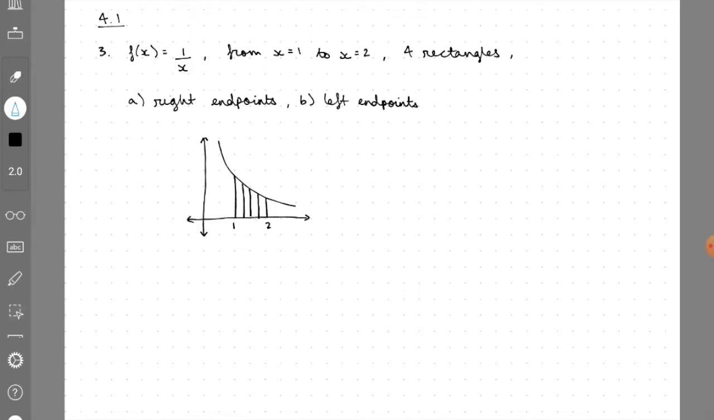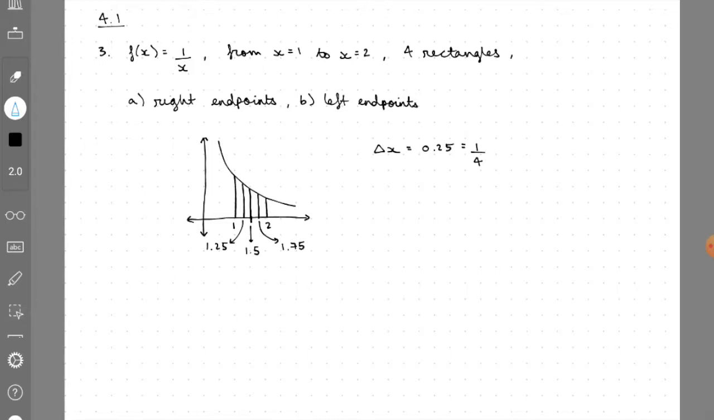Okay. So notice that our rectangles are going to have their base be 1/4 of the distance from 1 to 2, right? So this one right here is going to be 1.5. This one right here is going to be 1.25. And this one right here is going to be 1.75. So actually the base of all the rectangles is just going to be 0.25, which is 1 over 4.